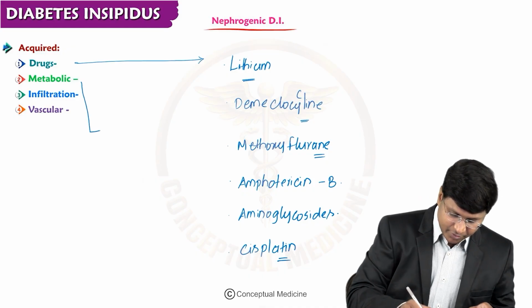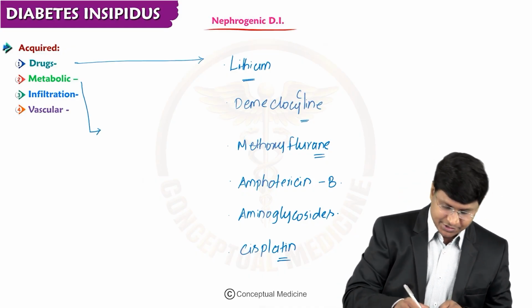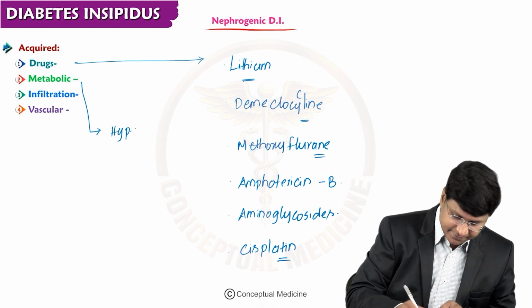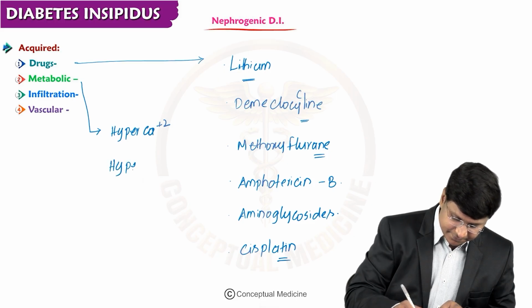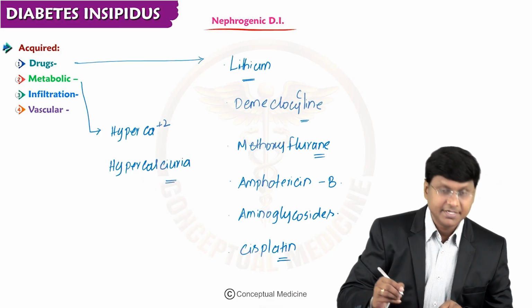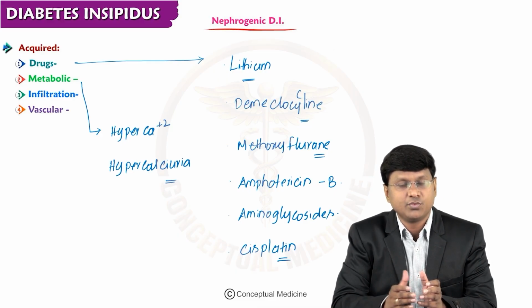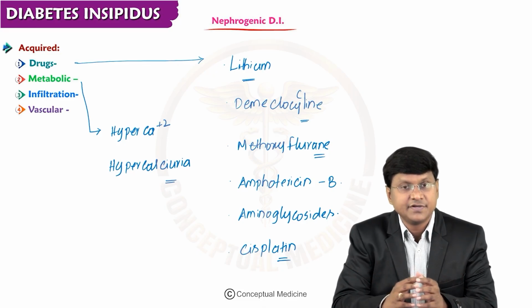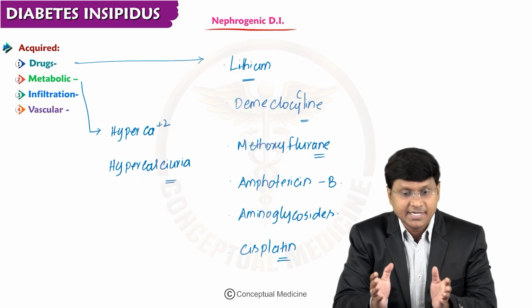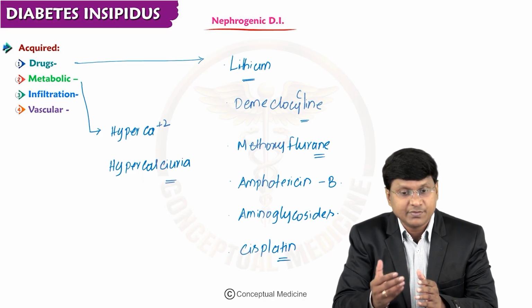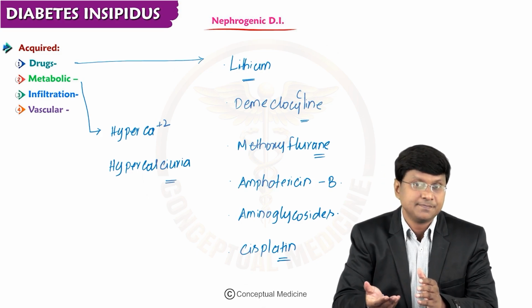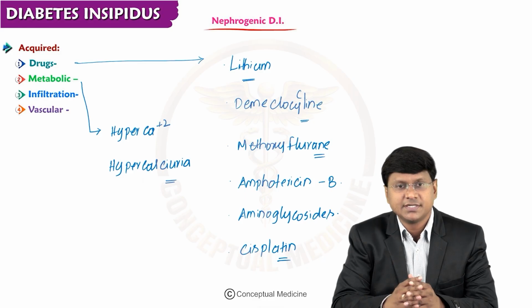Then we have metabolic conditions. What are these metabolic conditions? They include hypercalcemia as well as hypercalciuria. See, in case of hypercalcemia as well as hypercalciuria, what will happen? Because of increase in the calcium levels within the body, the calcium gets infiltrated into the collecting duct, and thereby the antidiuretic hormone will have resistance to its action because of the accumulation of the calcium within the collecting duct.